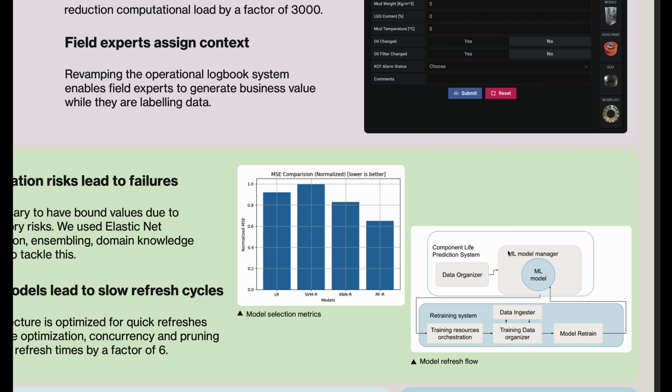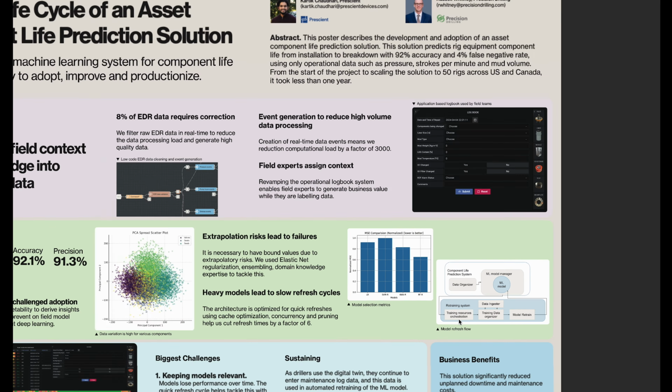So this was followed by, of course, your entire training loop over here, which allows you to refresh very easily. You do need to orchestrate for new resources so that you can train that model. You have a data ingestion system which interfaces directly with the systems on top, and then you can initiate your refresh.